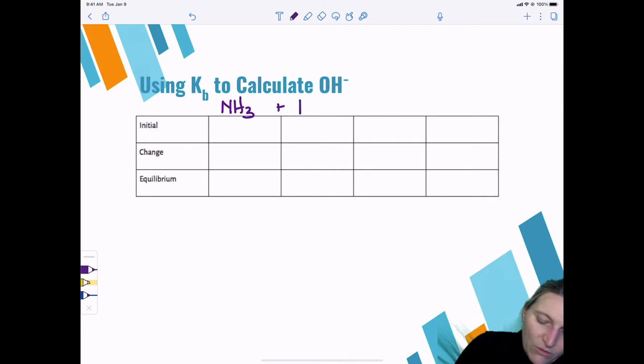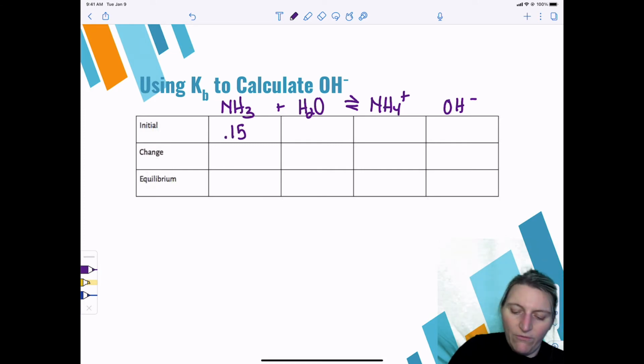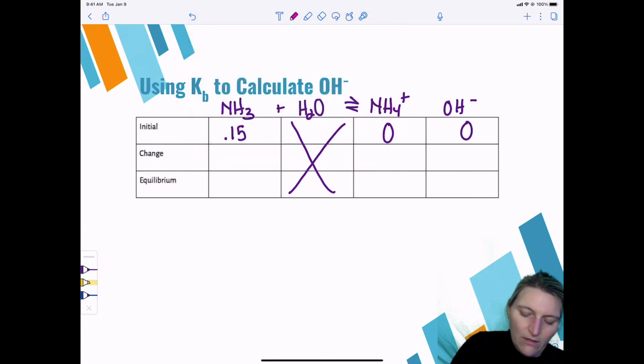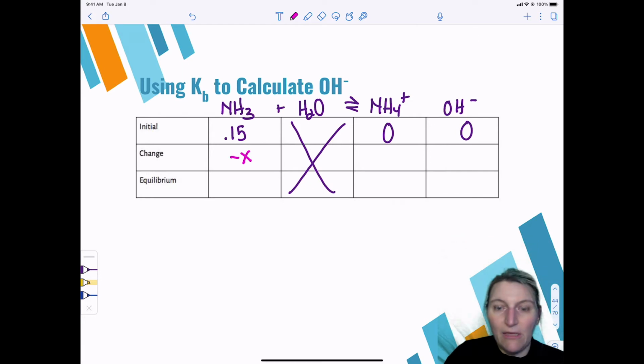It will react with the water, grab that hydrogen off of water, making NH4 plus and leaving behind OH minus. Our starting concentration of the NH3 was 0.15. We don't worry about the water because it's a liquid. These guys start out as 0. Then this guy will go down by some amount, while the ammonium ion and the hydroxide ion will go up by some amount.